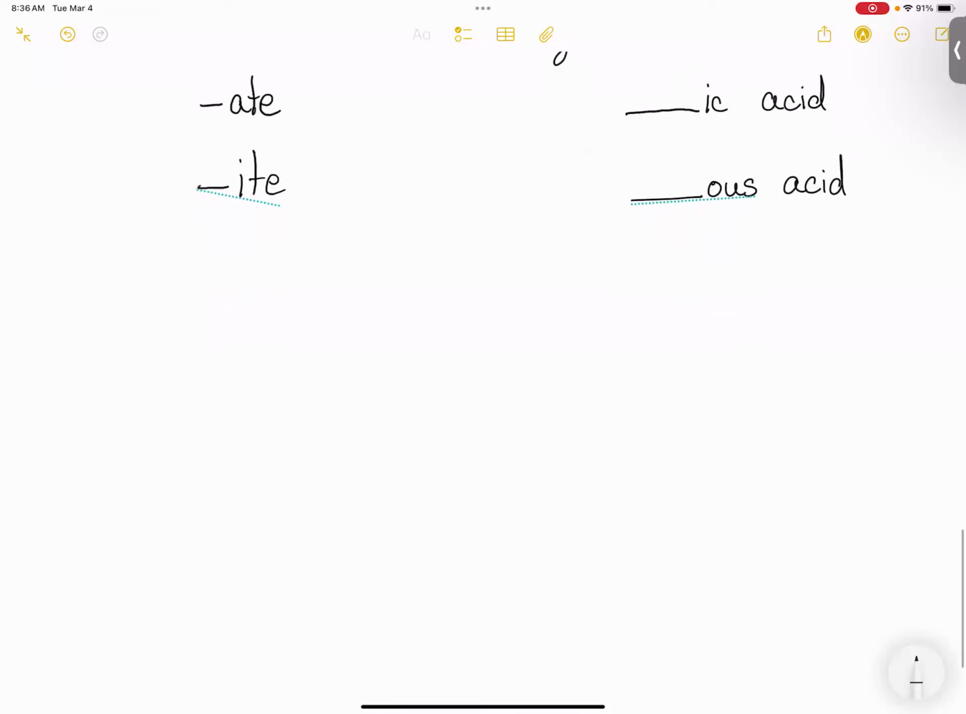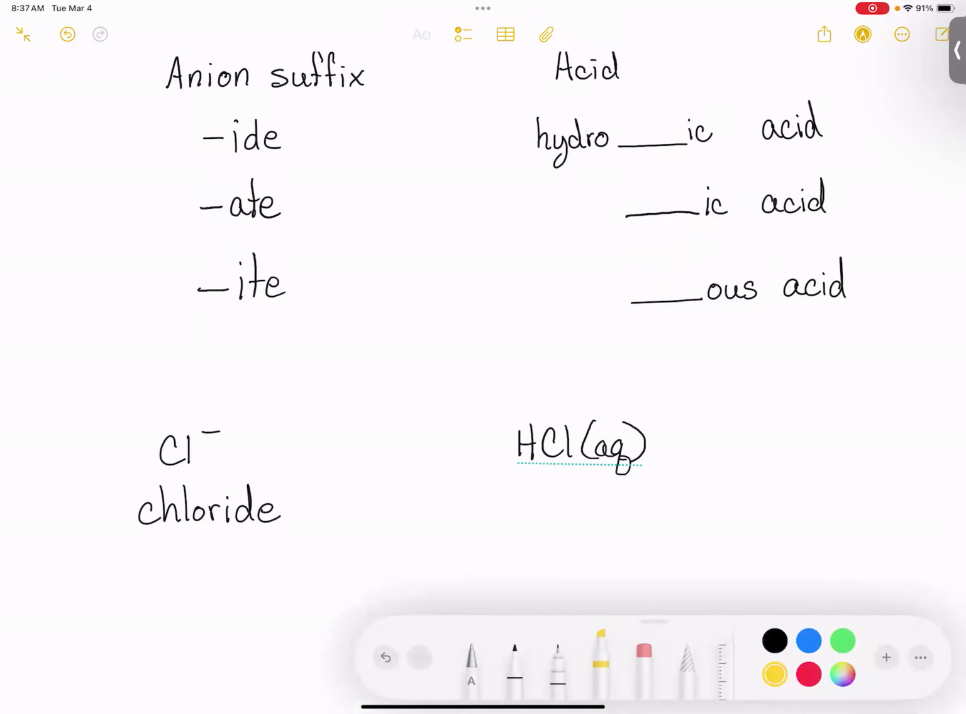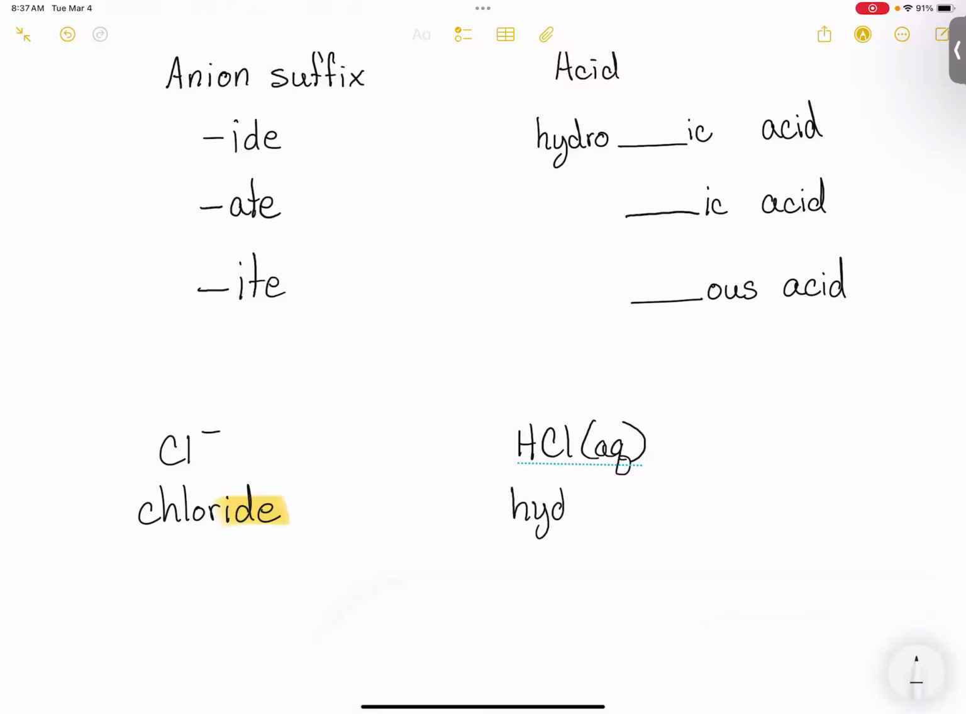So Cl minus is chloride. Because it has the ending IDE, the name of the acid is going to be hydro, chlor, to indicate chlorine, ic acid.